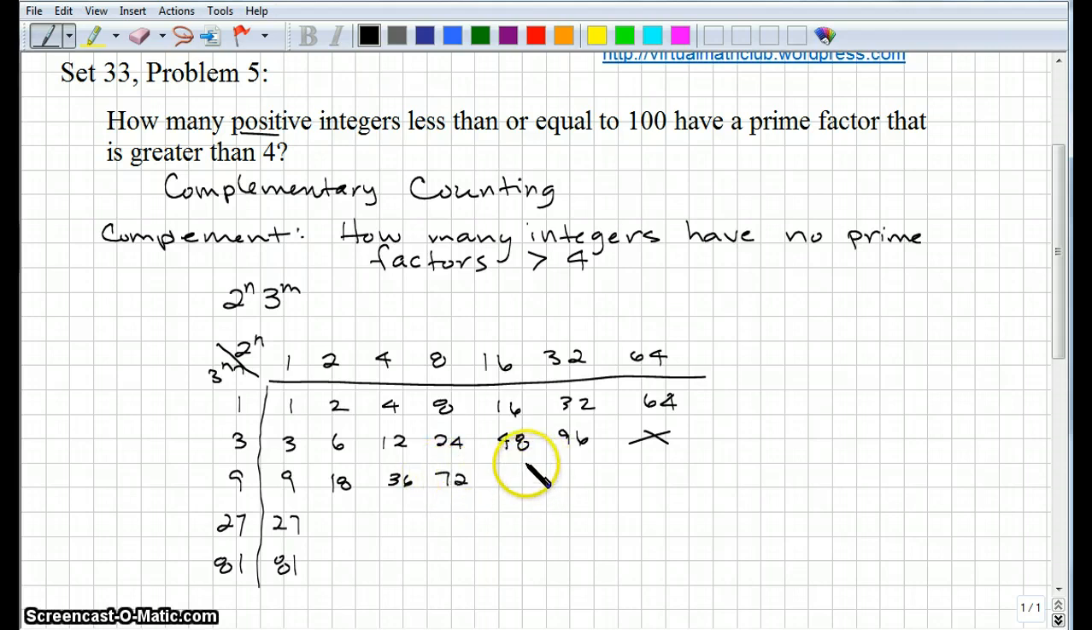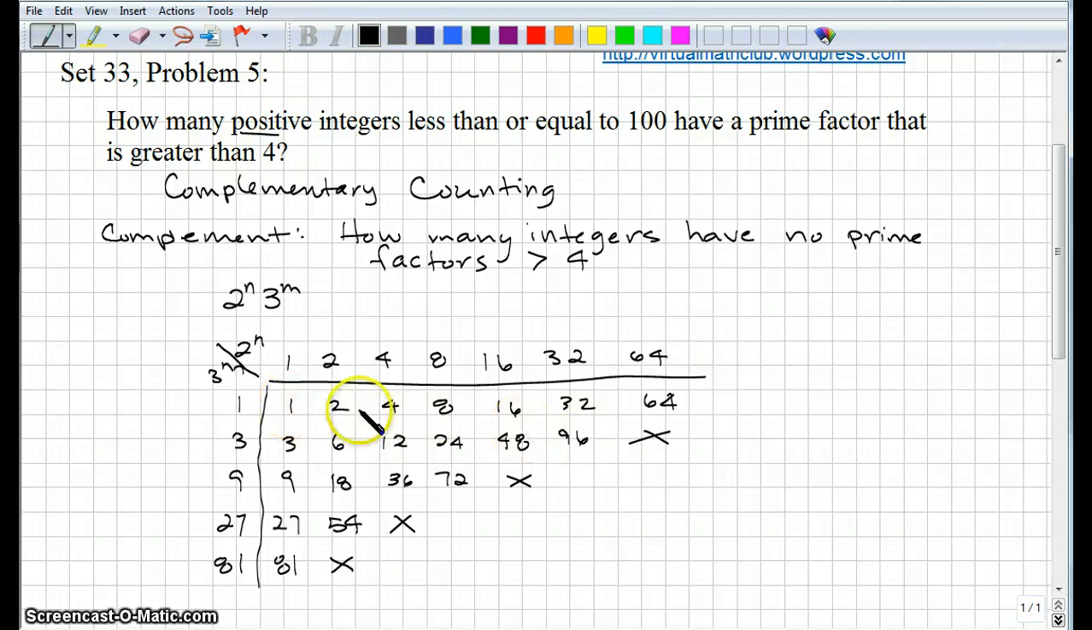And if we take 9 times 16, it's going to be greater than 100. So now let's see. 27. 27 times 2 is 54. And then if we take 27 times 4, we get something over 100. And here if we take 81 times 2, it's over 100. So really we're just dealing with these numbers. These are the numbers that do not have any prime factors greater than 4.